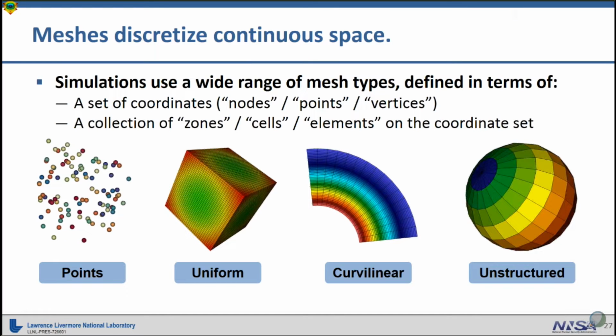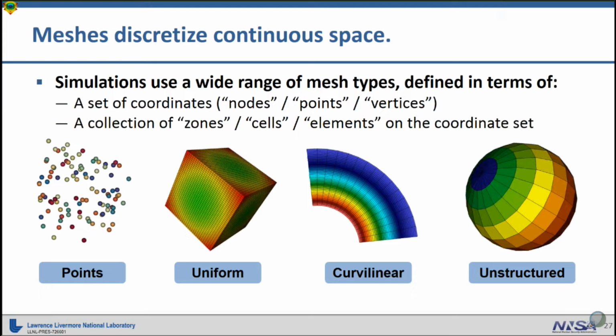So here I'll talk a little bit about meshes again. So basically there's two concepts with meshes. You have a set of coordinates. These are points in space, and there are different terminologies used in different fields. So nodes, points, vertices, these are all equivalent names for the same thing. And then those points are used to form little regions of space, and those are called zones, cells, elements, depending on the field you're in.